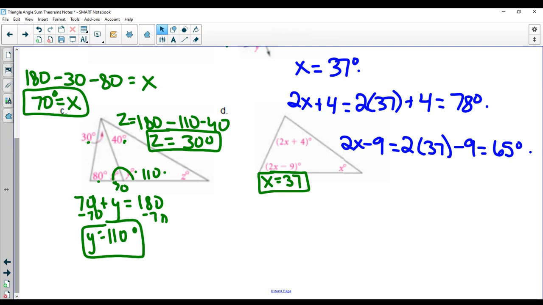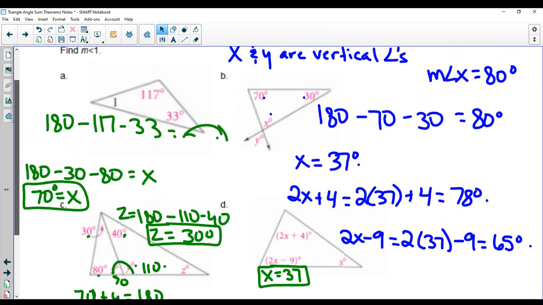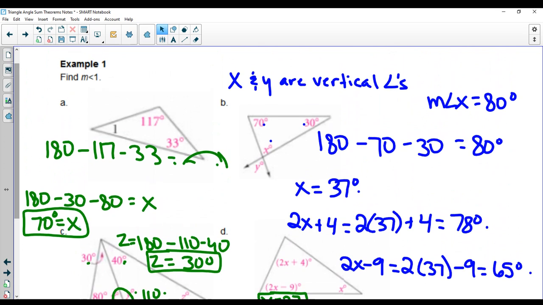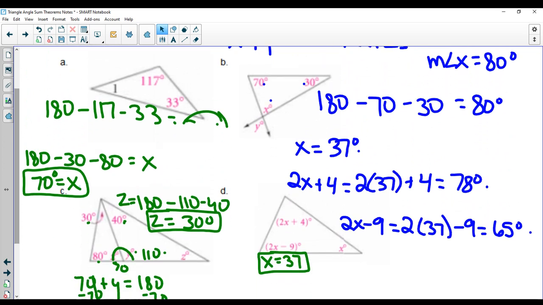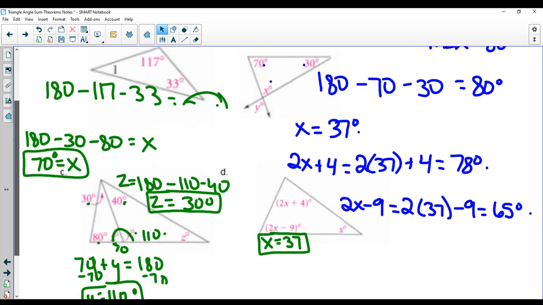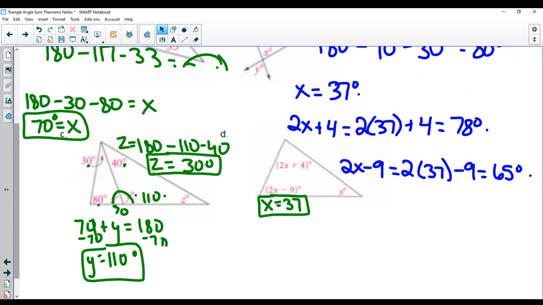All right. So that's the interior angle sum theorem, which means all three angles inside your triangle equal 180 degrees when they're added up. Okay?